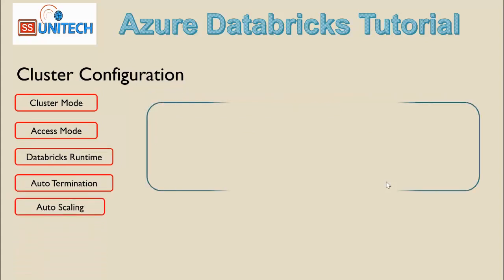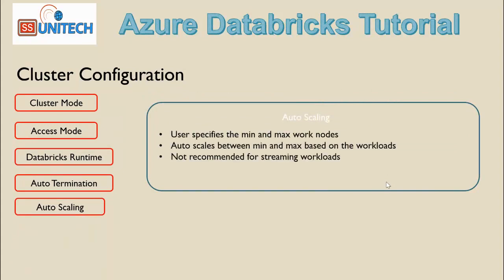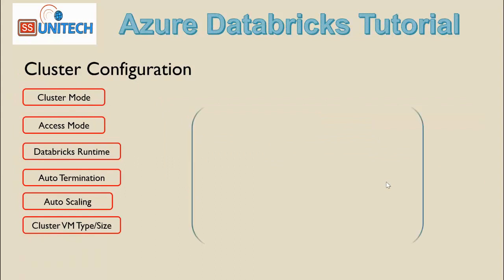Next is the auto scaling. The auto scaling option is very important. The user specifies the minimum and maximum worker nodes, and it scales between the minimum and maximum based on the workloads. If you have a heavy workload, it will utilize more worker nodes. It is not recommended for streaming workloads, so if you are dealing with live streaming data, then auto scaling is not recommended. Last, cluster VM type size.